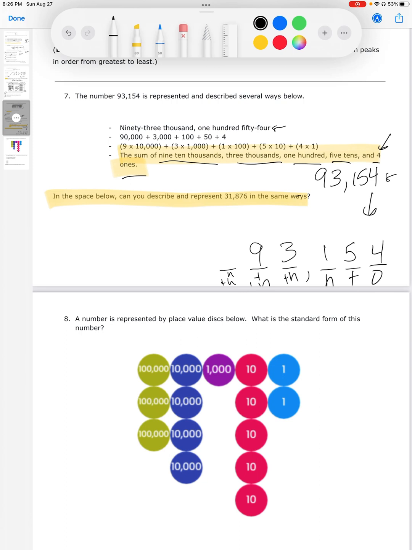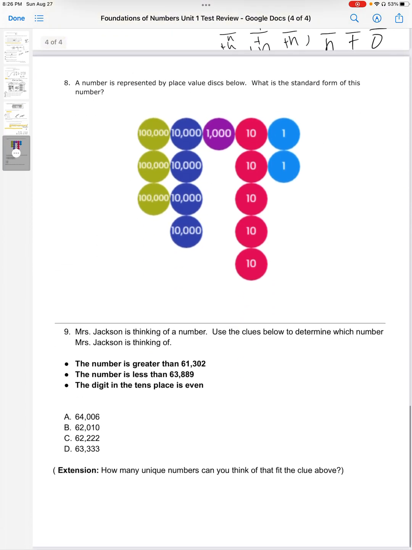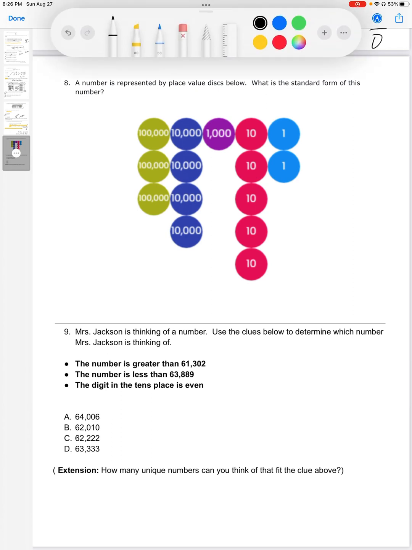Okay, the last two things we have. One is a picture of place value discs. Just like with other things we've talked about, just pretty simply make a place value chart and plug in what it's telling us.